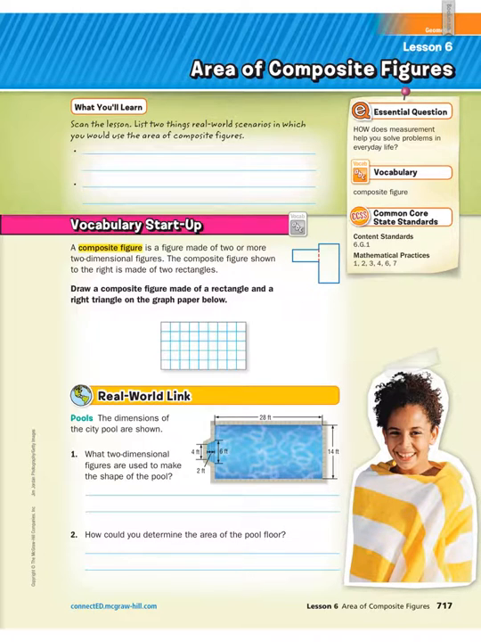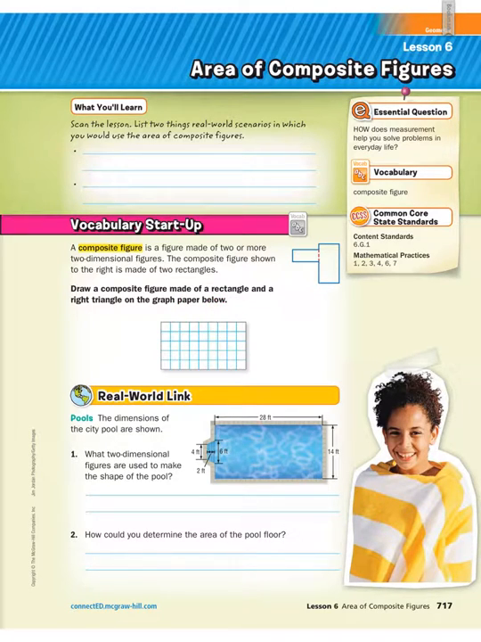Anyway, let's start with some vocabulary. We're going to start with what the heck is a composite figure. So this says a composite figure is a figure made of two or more two-dimensional figures. The composite figure shown to the right is made of two rectangles. So it says, draw a composite figure made of a rectangle and a right triangle on the graph below.